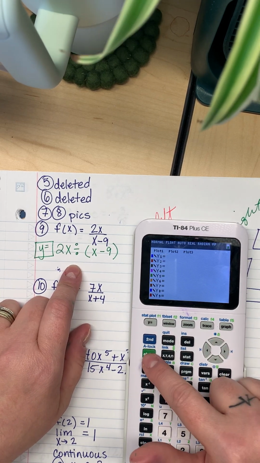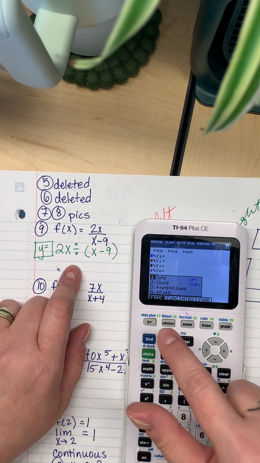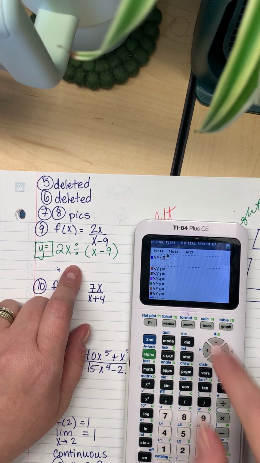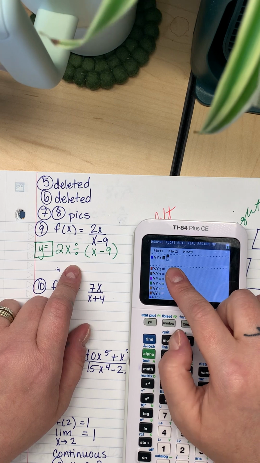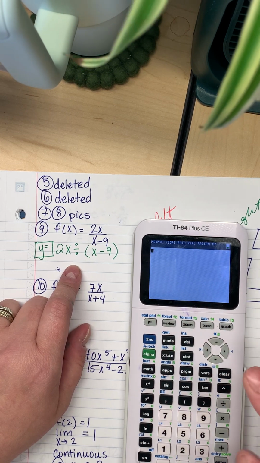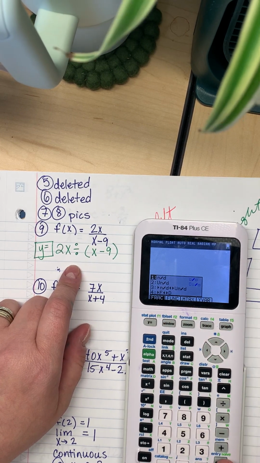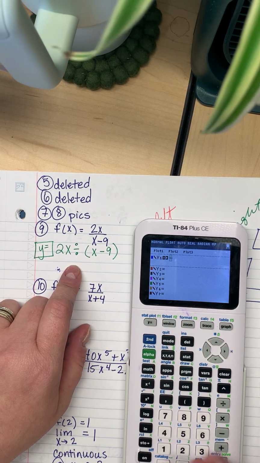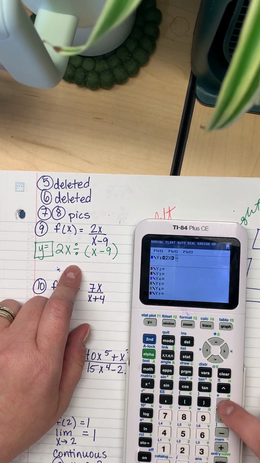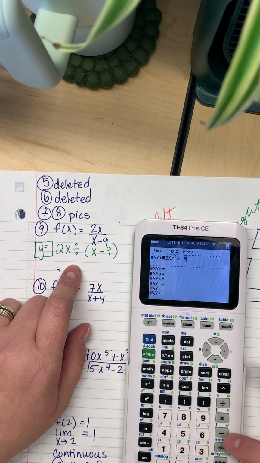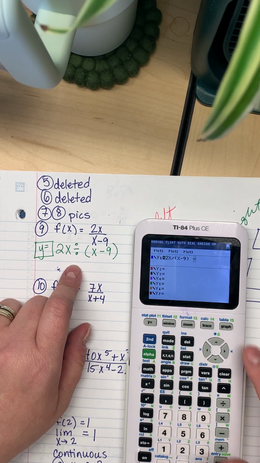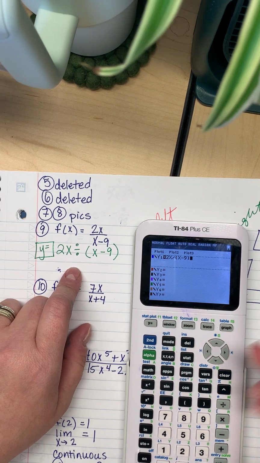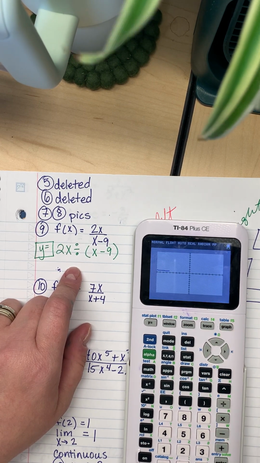If you have an alpha y equals button that has an n over d, you can type that in. But for those of you who don't have that, I'm just going to type it with parentheses. So 2x divide parentheses x minus 9 close parentheses. Let me get rid of this weird fraction. Okay, now I'm going to go to graph.